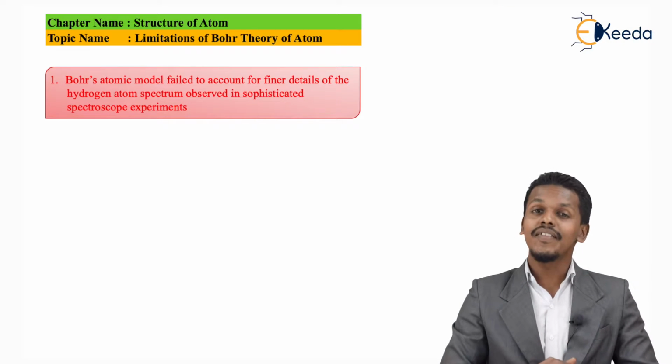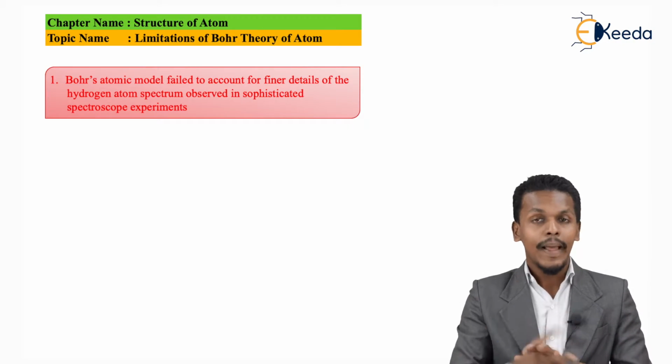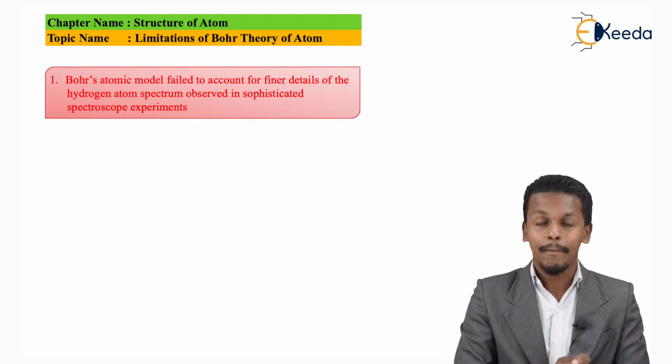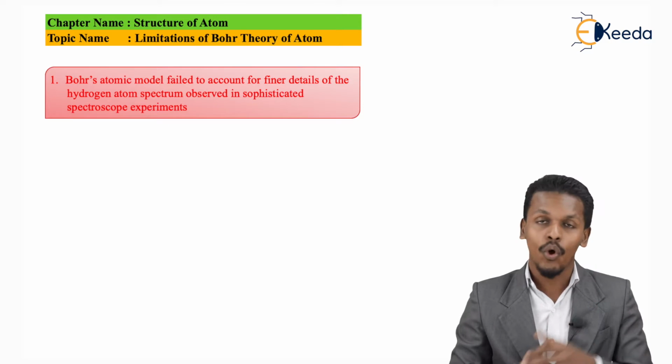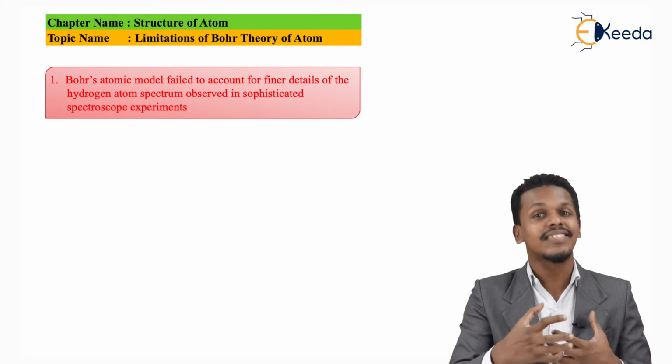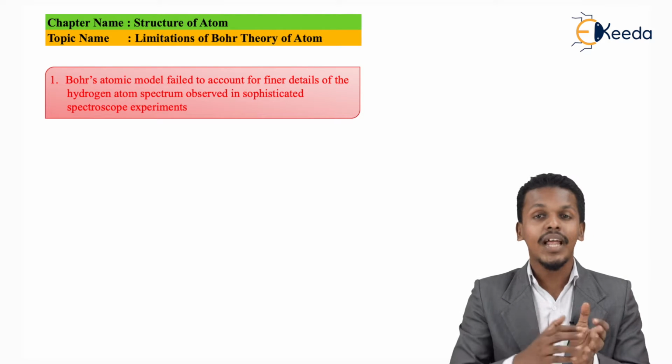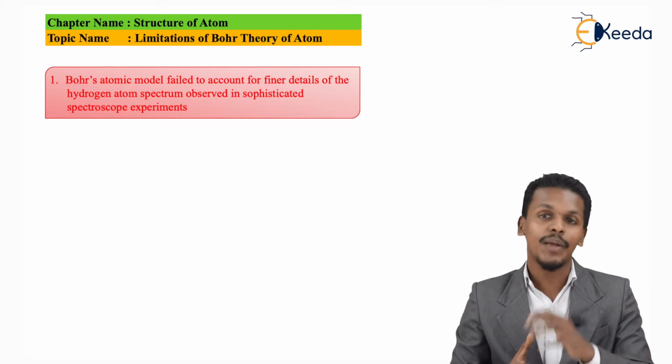So friends, as we discussed in our previous topic, Bohr gave a very strong proof for the structure of the atom, but it was not valid for too long. The reason behind that is there were some limitations, some drawbacks related to the theory. So what are the limitations, what are the demerits? That is what I want to talk about.